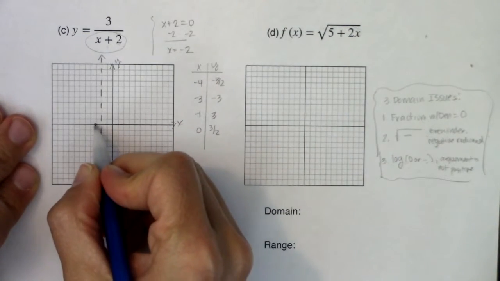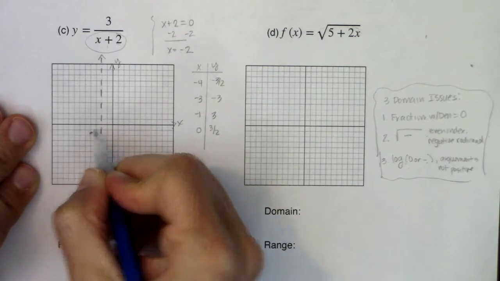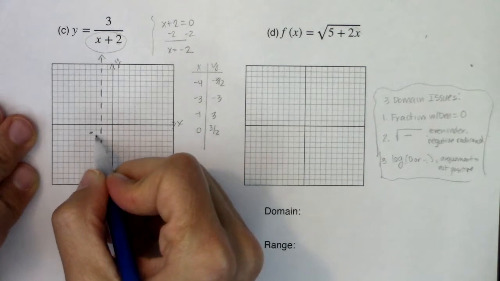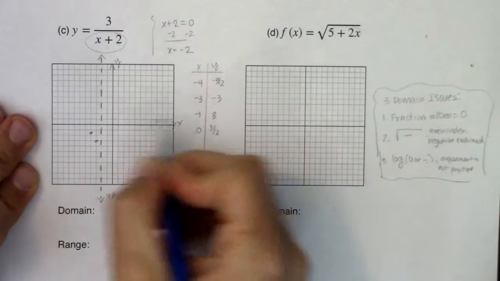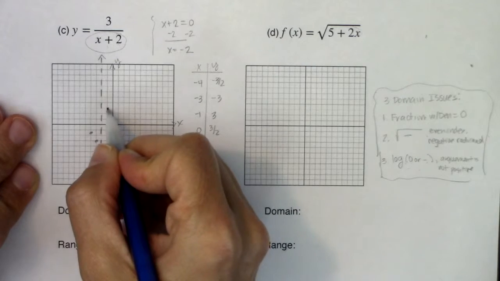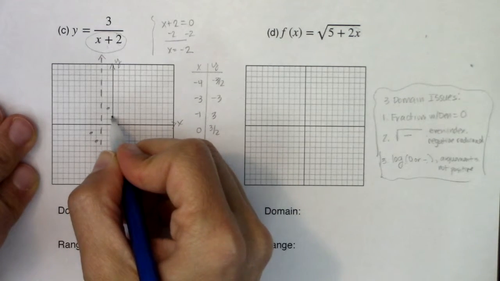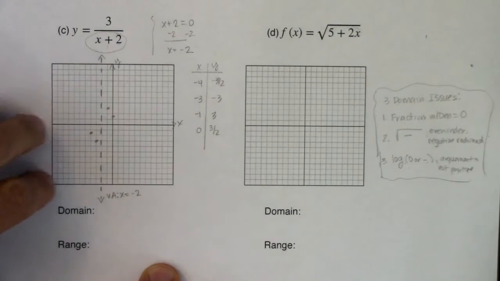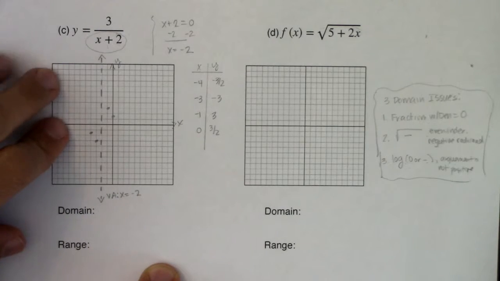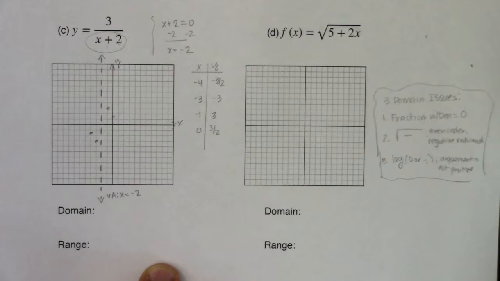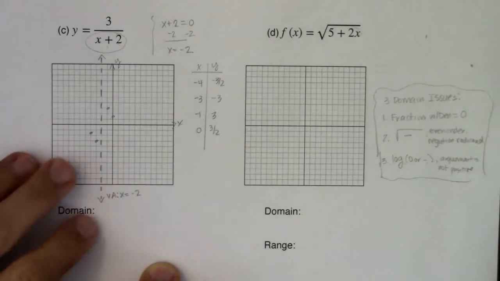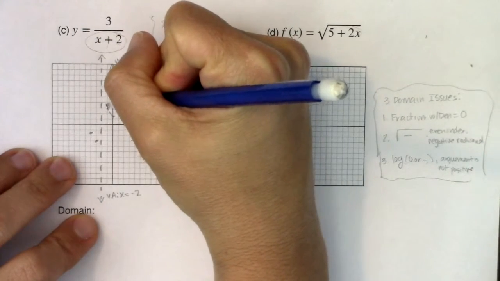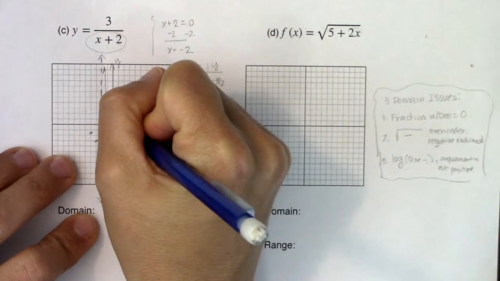I have -4, -1.5. I have -3, -3. I have -1, +3, and I have 0, 3/2. Now, if you're experienced enough with these rational functions, it looks basically like a hyperbola. It's similar enough to your toolkit function that we talked about on page 174, which was the reciprocal function. So your basic graph looks like this.